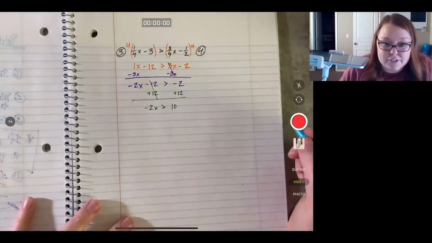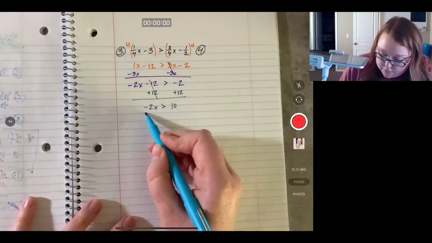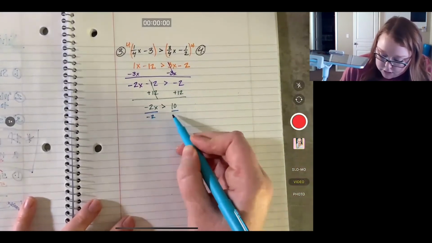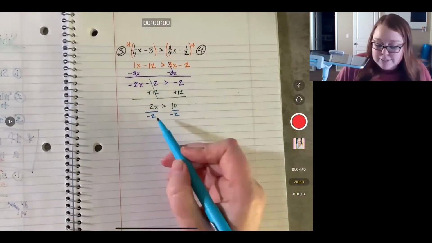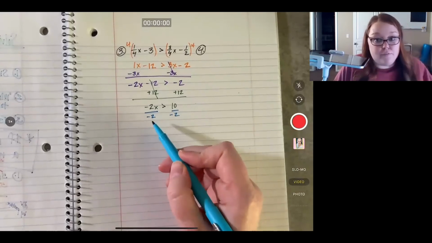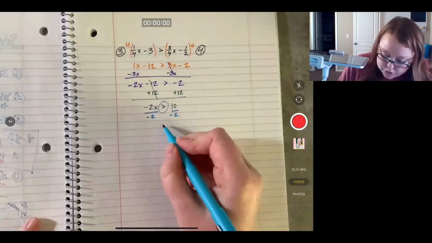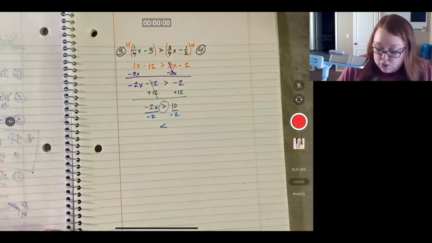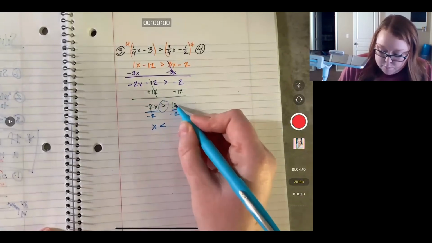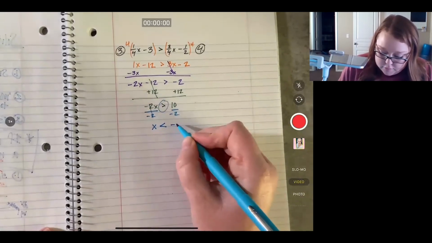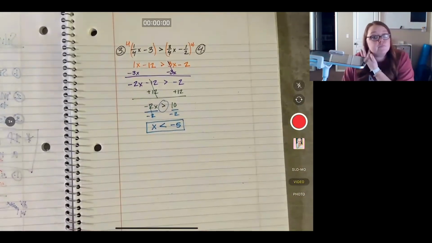One last thing to do here. We are going to divide by the coefficient to get x by itself. But oh my goodness gracious, you just divided by a negative. That alarm should be going off in your head, telling you to switch around the symbol. So we have x is less than, and then positive divided by negative is negative. So x is less than -5.